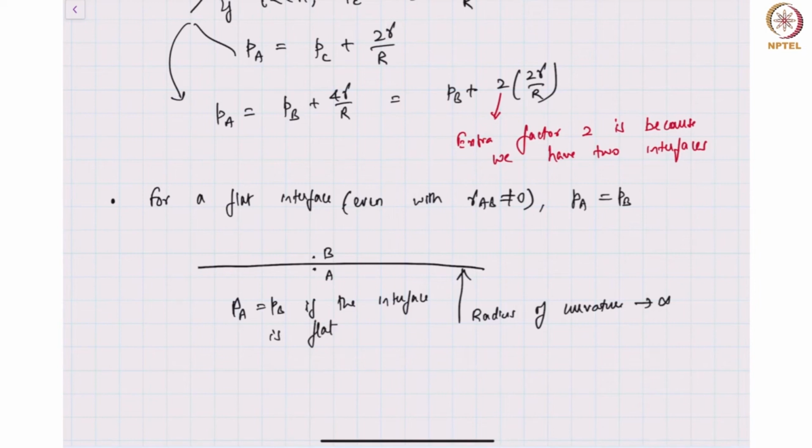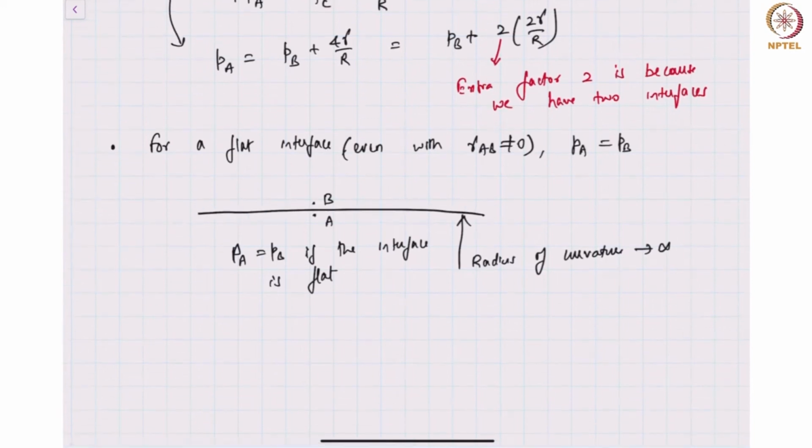Okay, so it's a combination of 2 things, surface tension and curvature. We'll look at curvature more closely, but before that I want to talk about what is the effect of gravity in this discussion. So here, notice that I'm only talking about pressure jump across an interface.